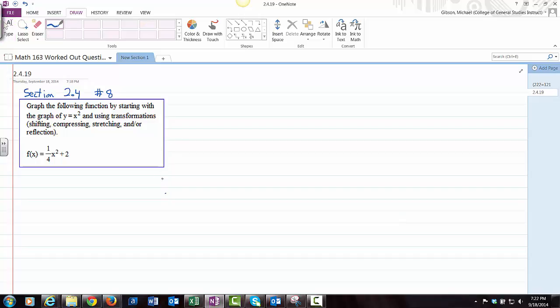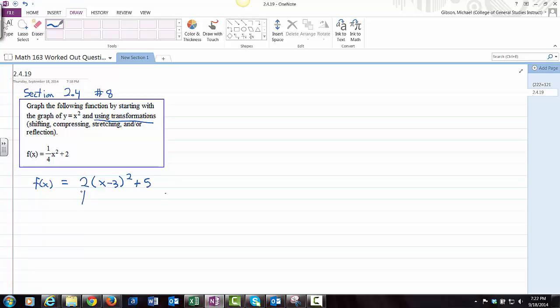Okay, the instructions say to use transformations here to graph this. In general, if you have one like this, f of x, I'm going to use nice even numbers here, equals, say, 2x minus 3 squared plus 5. All right?